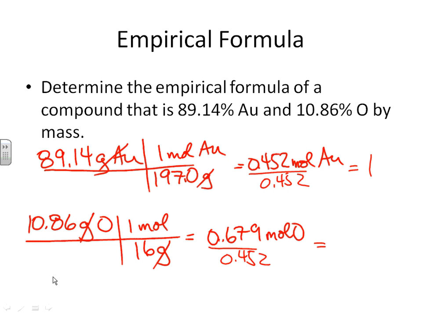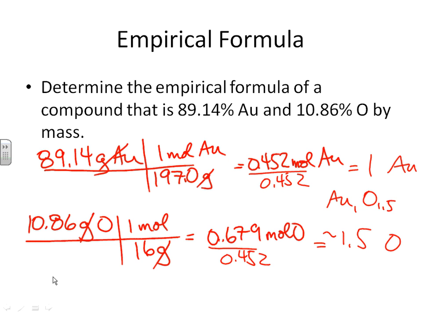That first one gives us 1 for the gold. Now, it's this step where you can approximate. This is going to give us about 1.5. So this right here, this is the ratio between gold and oxygen. Right, gold 1, oxygen 1.5.